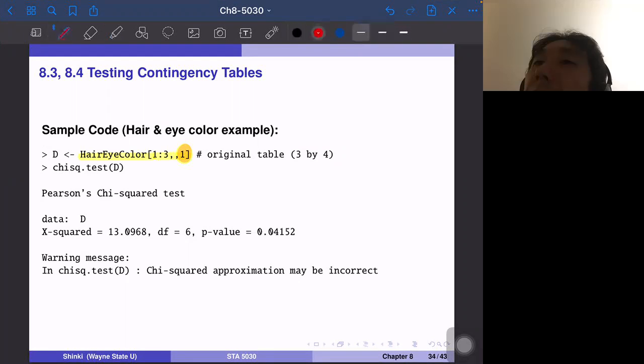So we calculate the distance between the observed number and the expected number, then divide by the expected number, then take the summation. This is the chi-square statistic, and it follows the chi-square distribution with degrees of freedom (r-1) times (c-1). In our case, this is a 3×4 table, so (3-1) times (4-1), so df is 6. The chi-square statistic was obtained here.